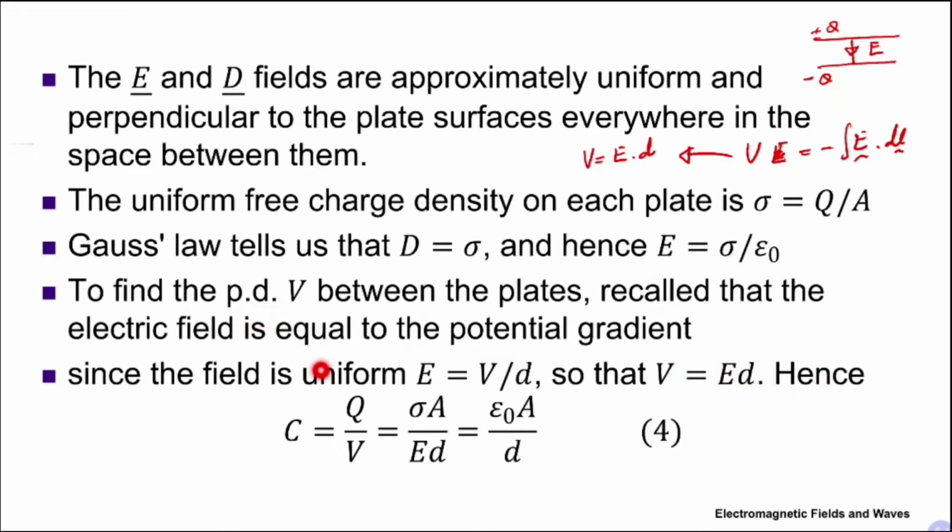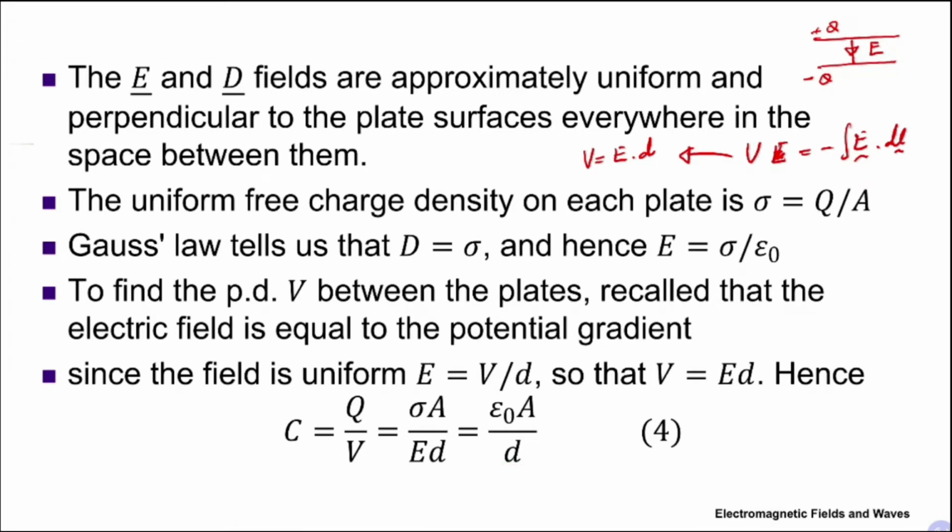Okay, therefore the potential difference will be equal to E times D, and therefore the electric field will be equal to V over D, or V equals E times D. We can find the capacitance, which equals Q over V. We know our V is equal to E times D, and our Q is sigma times A. And therefore, my C will be equal to epsilon naught A over D. And that is the capacitance of a parallel plate capacitor.